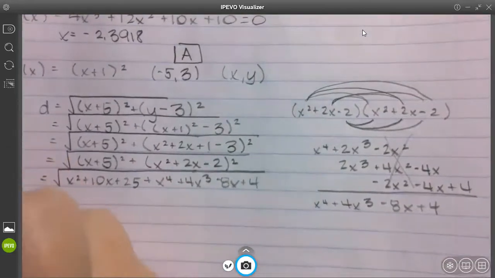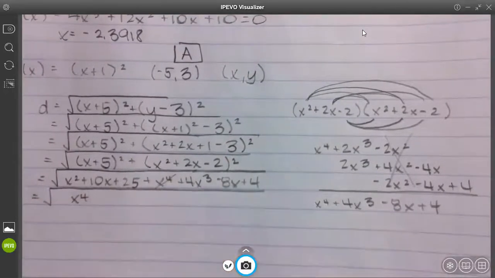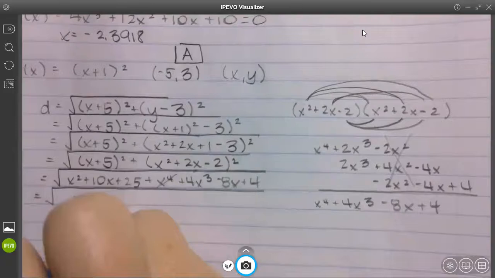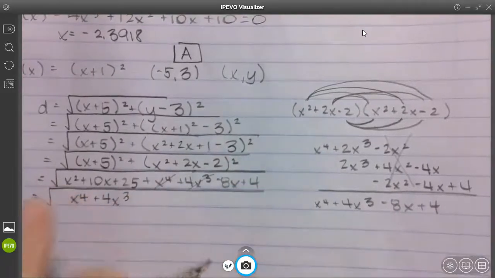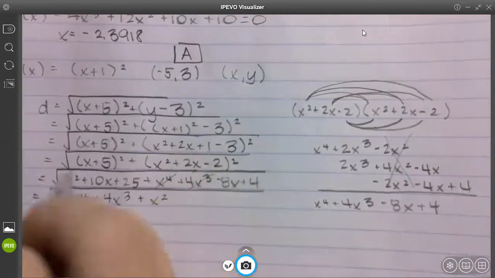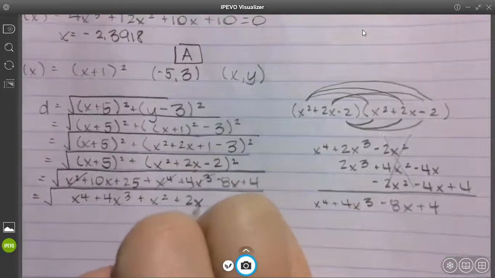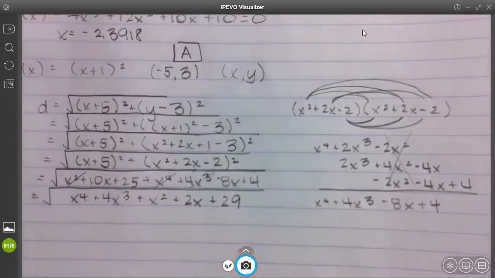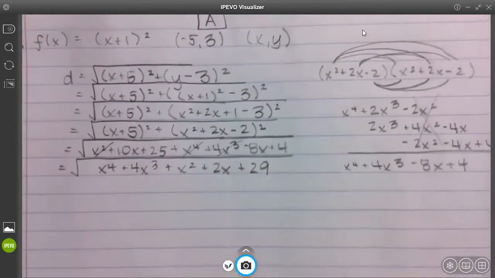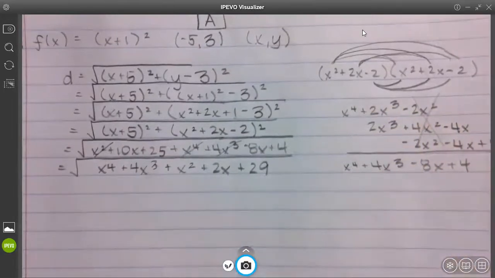We're going to add our like terms. I'm going to start with my highest power, x to the 4th. There's only one of those. I'm done with that. There's a 4x cubed, and I'm done with that. There's only one x squared. But there's a 10x minus 8x, which is 2x. And then a 25 plus 4, which is a 29. So just take your time multiplying those out. You have plenty of time to take this test. If something messes up, it's probably within this craziness if you get something like this.